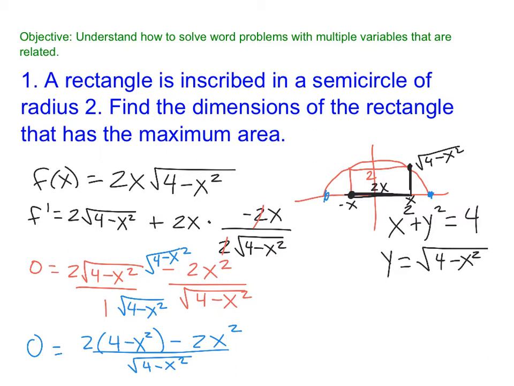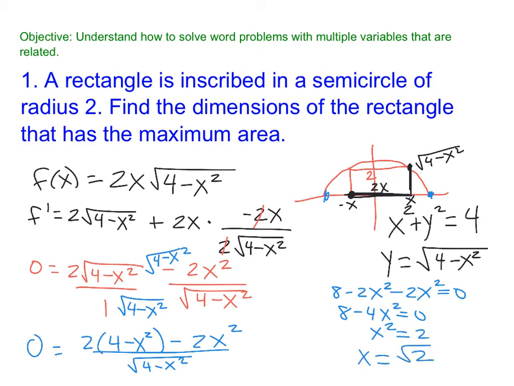So I'm going to distribute, and I get 8 minus 2x squared minus 2x squared equals 0. 8 minus 4x squared equals 0. So x squared is 2. X is root 2, plus or minus. If we took the second derivative, we could then check, but I'm pretty confident in my answer, so I'm not going to do that.